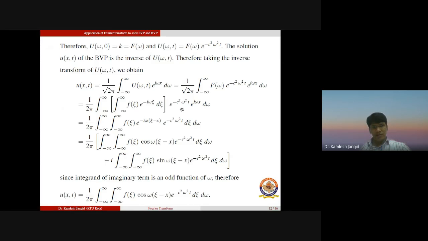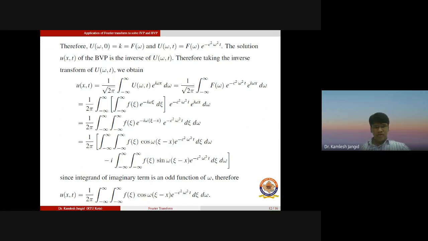Now again, further we simplify, then we find 1 upon 2π times the double integral from minus infinity to plus infinity of f(ξ) e^(−iω(ξ−x)) e^(−c²ω²t) dξ dω. Now if we use Euler's formula here, e^(iθ) equals cos θ plus i sin θ, then this equation becomes a combination of these two terms. This is our real part of the integral, and this is our imaginary part of the integral.